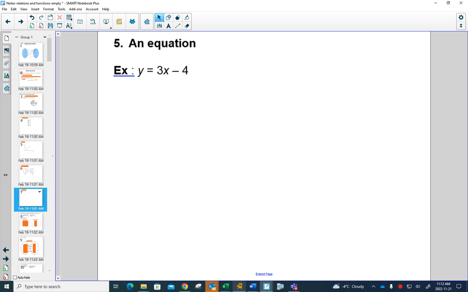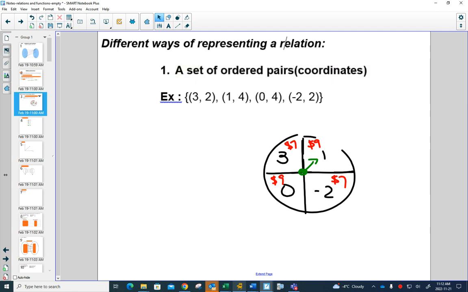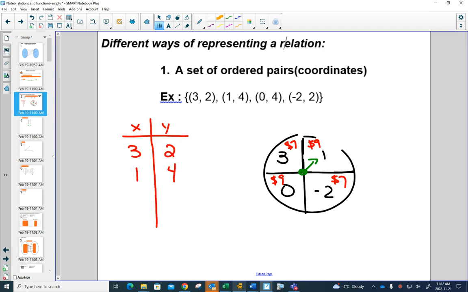So the thing is, when it's in one form, you try to think about what it would look like in the other forms. So for example, if we go back to the first one, could you write this as a table? Okay? When x is 3, y is 2. When x is 1, y is 4. When x is 0, y is 4. When x is negative 2, y is 2.